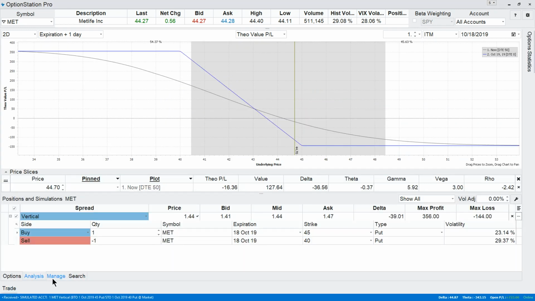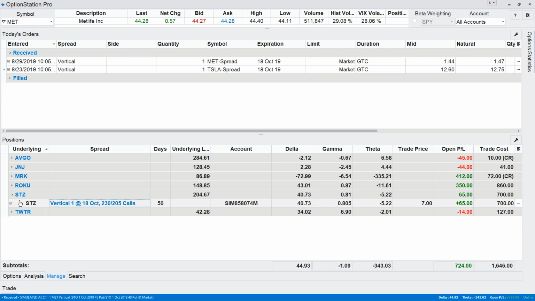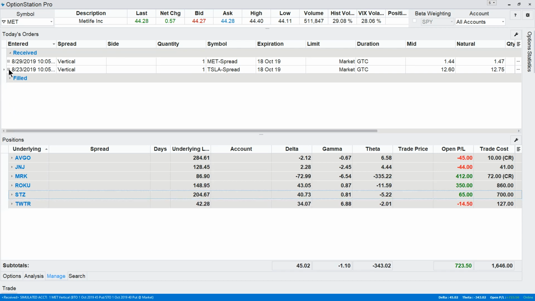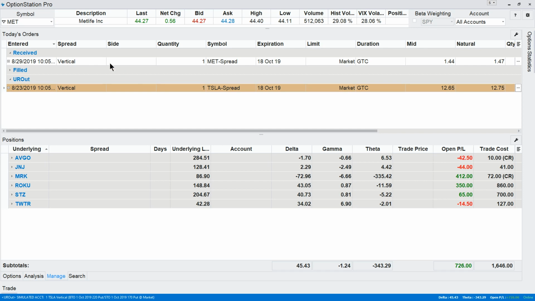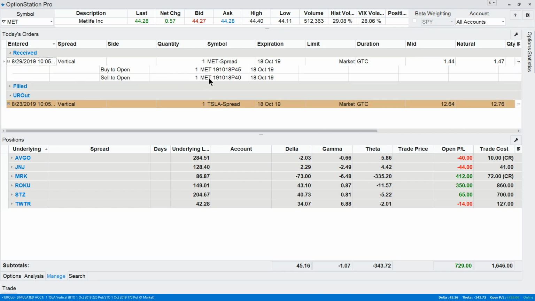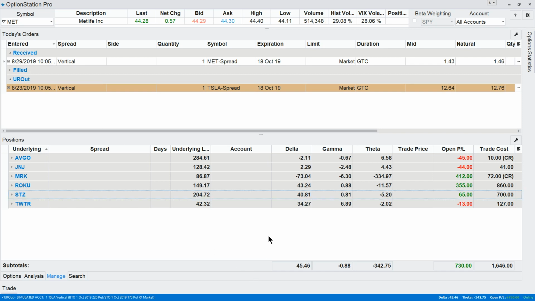Okay, and when looking at manage, you can see that I have a trade with MedLife. I also have a waiting trade for Tesla from the other day. I will cancel this one. Okay, so that one is out. So trade MET. Okay, this is the trade that we have where we are buying the bear put spread, buy the 45, sell the 40. Okay, with a condition to buy that spread only if the value of the stock goes up to 44.7.